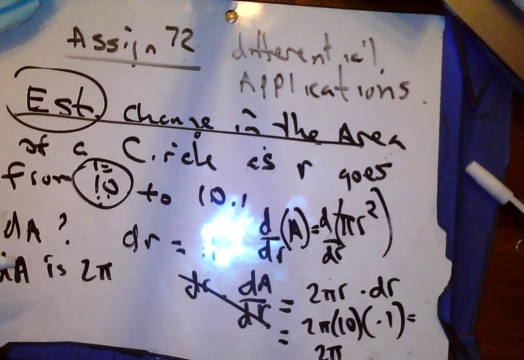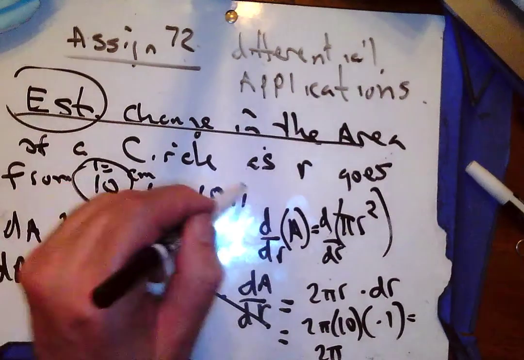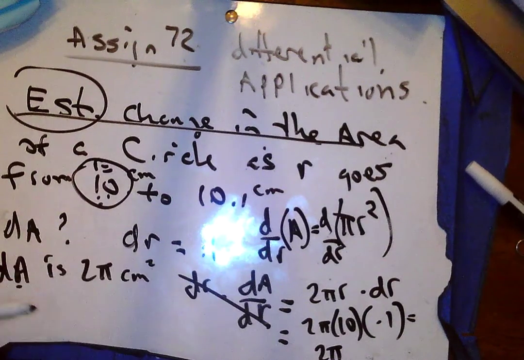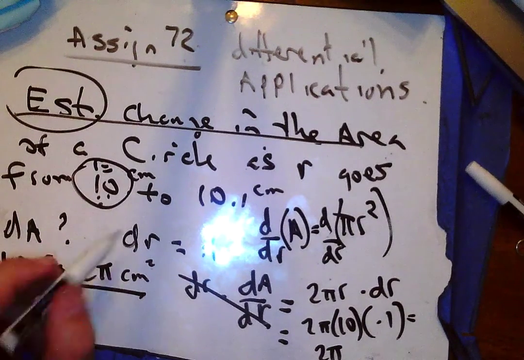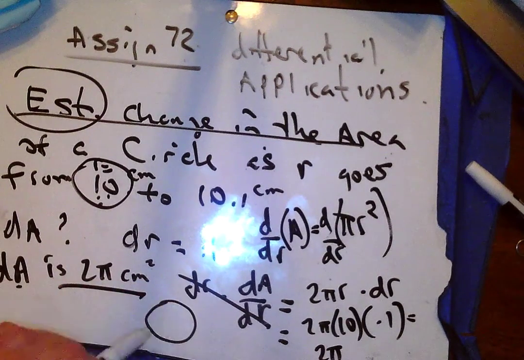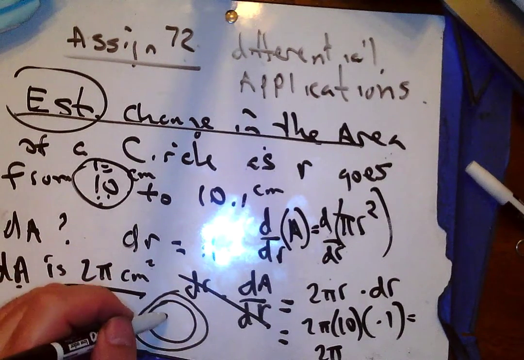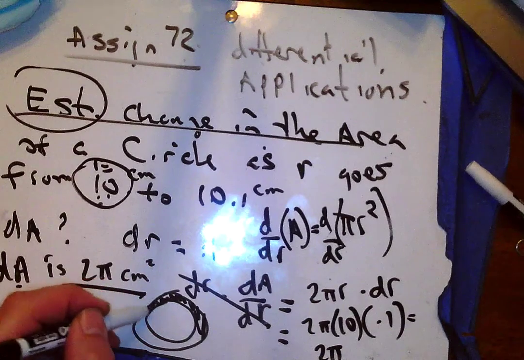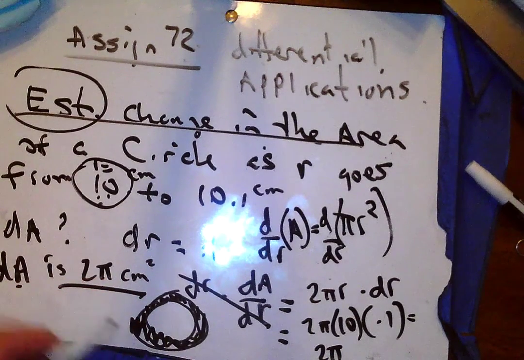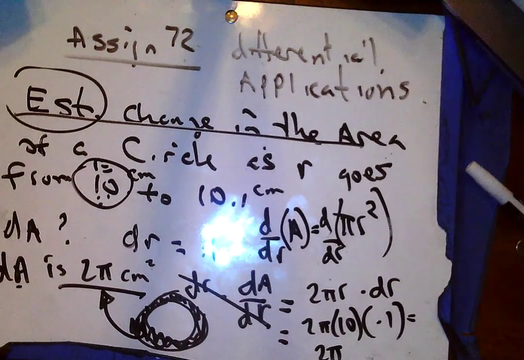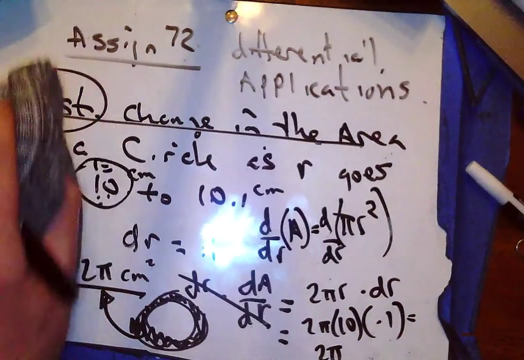And if we had some units here, do we have some units? I don't know. Let's call them centimeters. So centimeters, centimeters. Change in area, this must be centimeters squared. And what is this saying? This 2 pi represents, well, when I think about a circle whose radius is 10, and then I think about the circle whose radius is 10.1, this change in area can be approximated as 2 pi square centimeters. Okay? All right, what else do we need to do there?